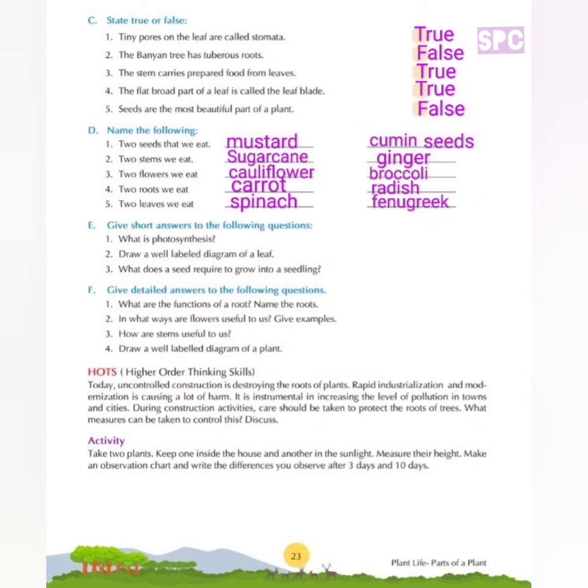Let's move on to the activity. Take two plants. Keep one inside the house and another in the sunlight. Measure their height. Make an observation chart and write the differences you observe after 3 days and 10 days. So children, this is a research work to find out the impact of sunlight on the growth of a plant, which you all have to do independently.